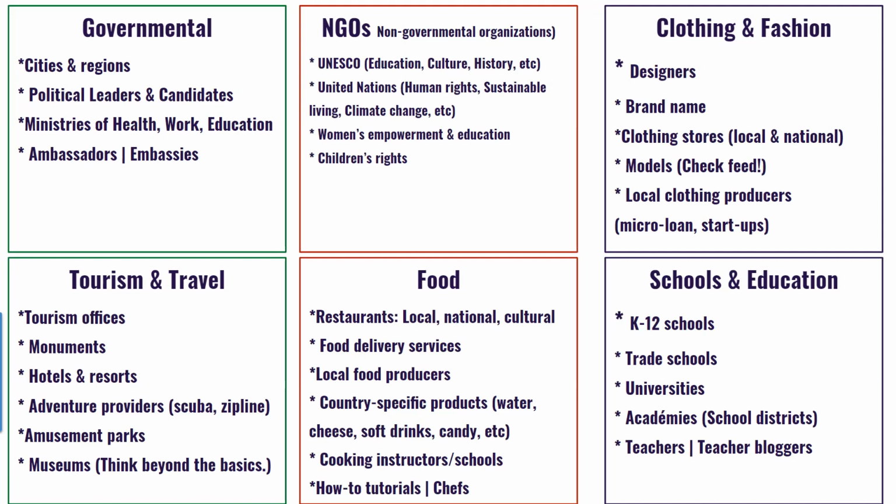UNESCO and women's rights, children's rights, the UN. Please look those up. Clothing and fashion, tourism and travel, of course, that's one of our big ones. Food, which is probably the most important thing to students some days. Schools and education, so many teachers blog, so many teachers tweet from other countries. Let's connect our students, let's connect ourselves to those accounts.